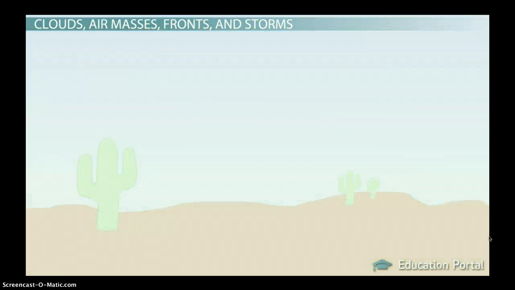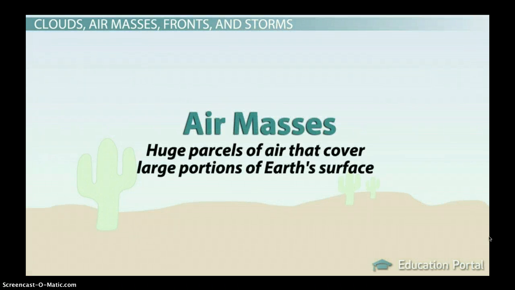Air masses are huge parcels of air that cover large portions of Earth's surface, much larger parcels of air than the ones we've been talking about so far.